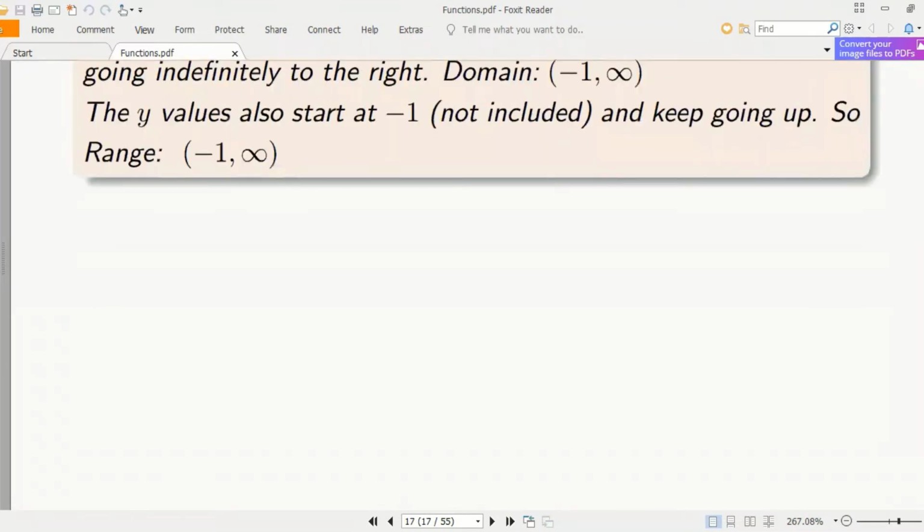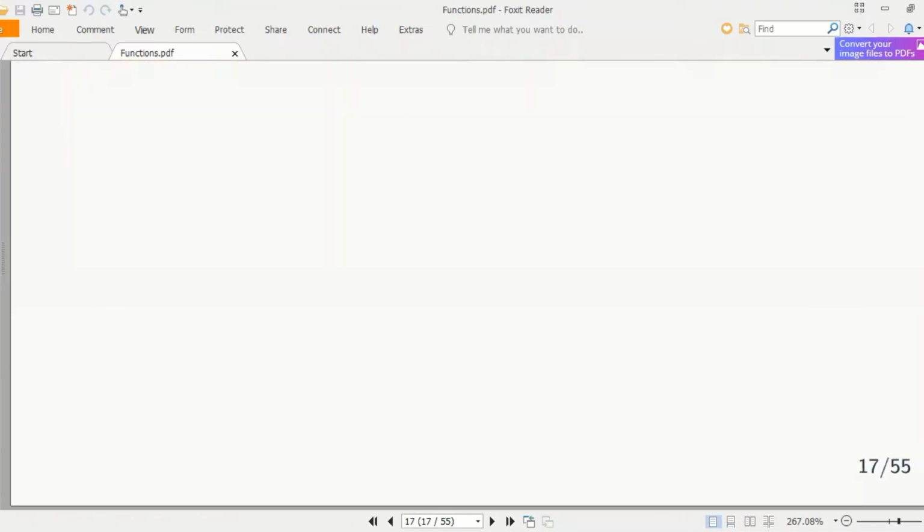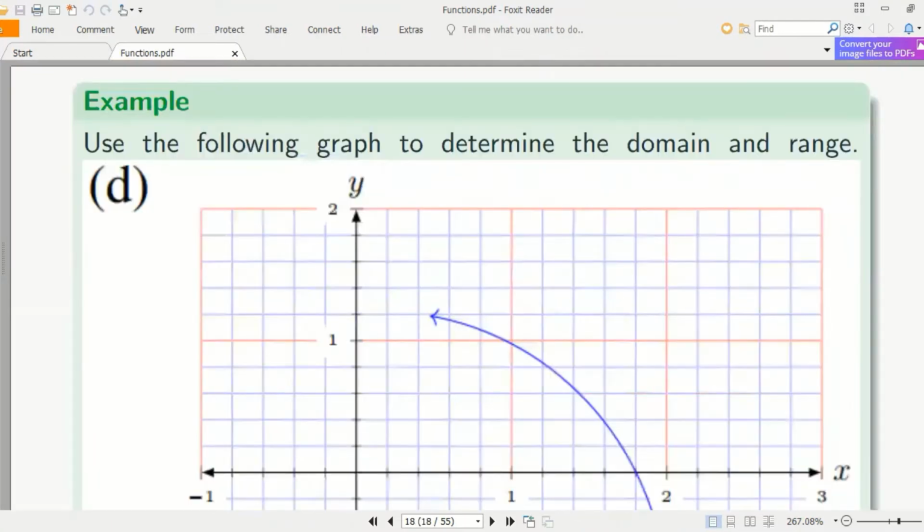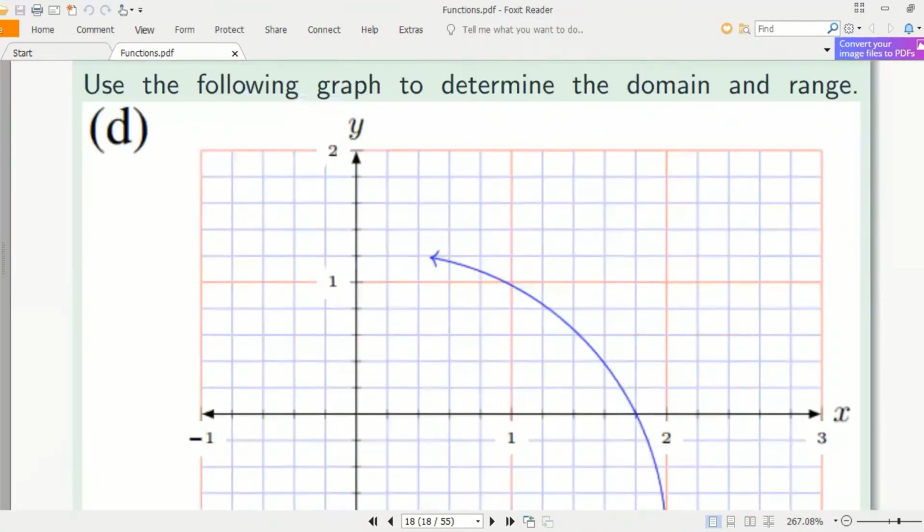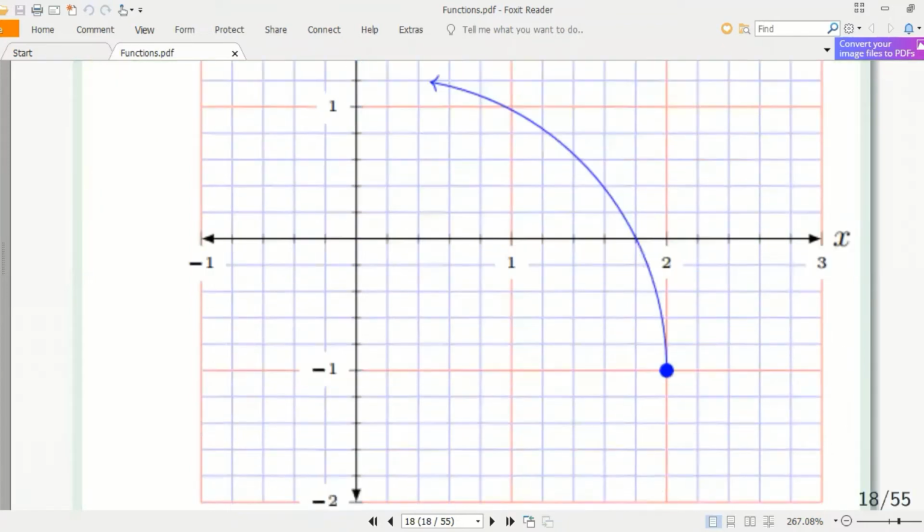Let's look at the other example. We are using the graph to determine the domain. I want to begin with the domain. I want the lowest value of x. The lowest value of x must be to the left. That means the lowest value in the domain is negative infinity, not included.